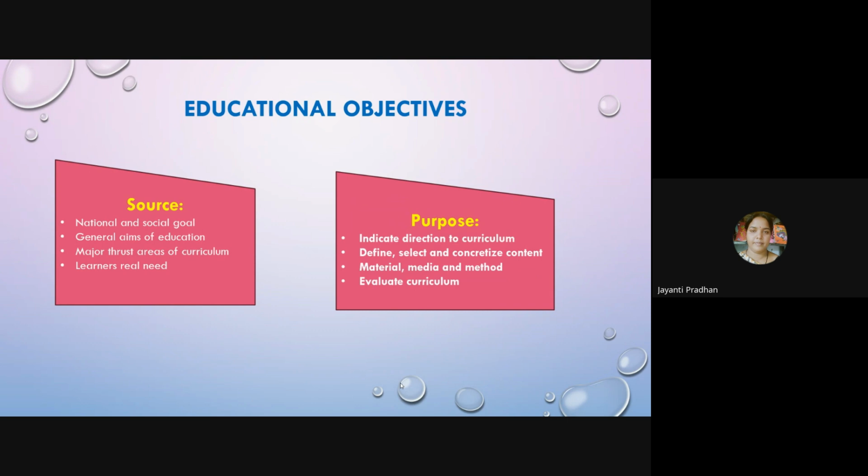So the national and social goal is very much important because education is positively related to our national development. So every nation wants to strengthen their educational system if they want to improve, if they want to grow. So here we are also focusing on our education system, so we are revising our national policies, our frameworks to meet the need of the society and the nation.